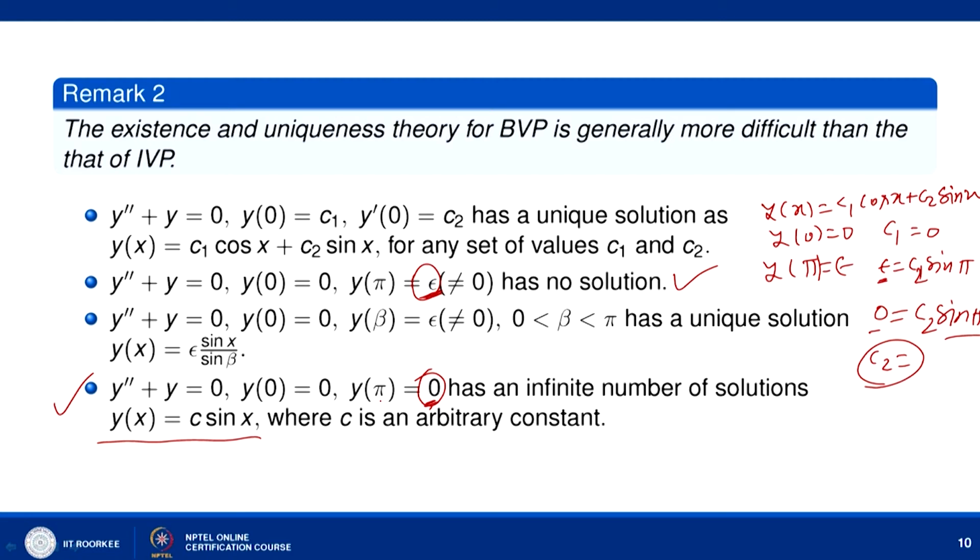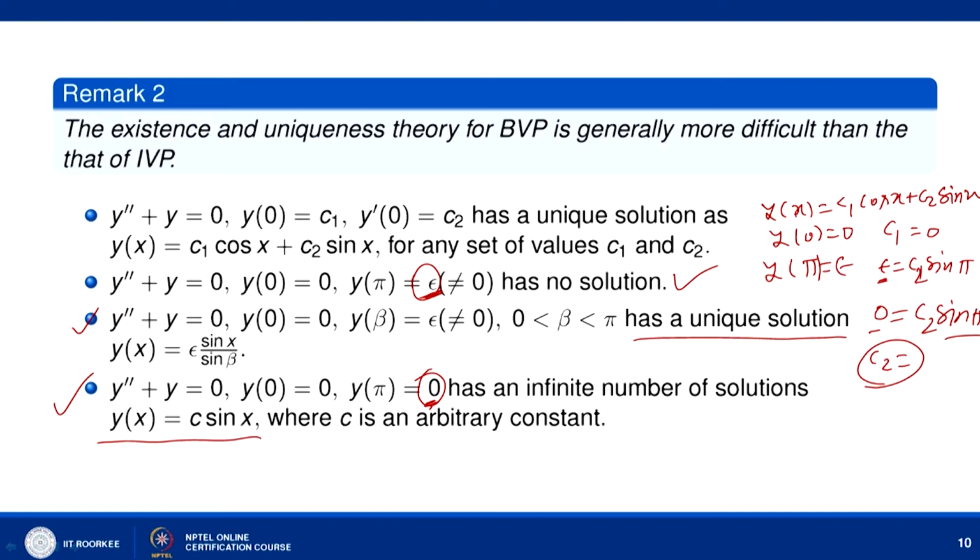Now look at the next example, that is y double dash plus y equal to 0, y(0) equal to 0, and y(beta) equal to epsilon. Here beta is any number between 0 and pi, and you can say that it has a unique solution, and the solution is given as y(x) equal to epsilon sin x upon sin beta. That also you can get from this.